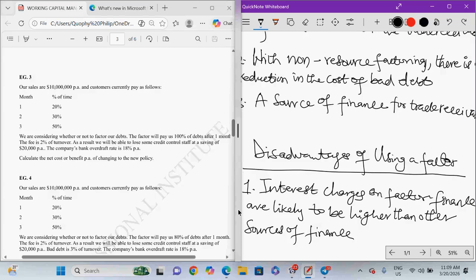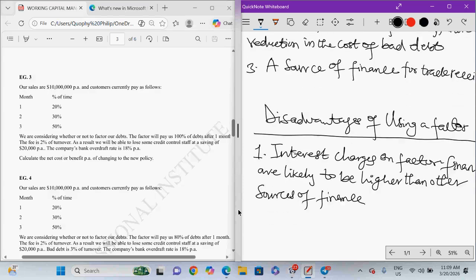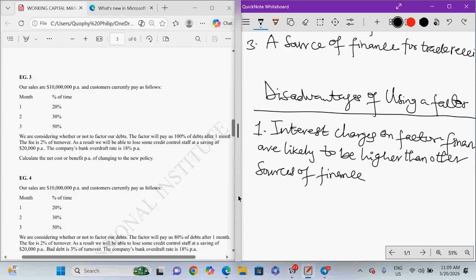You think the factors don't want money? Once they are giving it to you, their service charge will be higher than you going for a bank loan. So instead of you leaving the receivables like that and going to the bank to get some overdraft, you chose the factor. It's likely that the factor charges will be higher than that of other sources of finance, like getting money from the bank, right? So their service charge is usually higher.